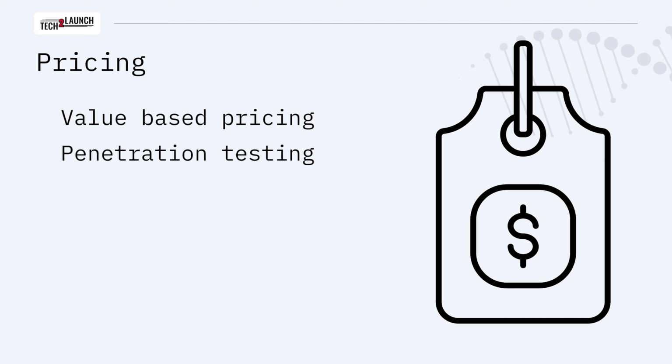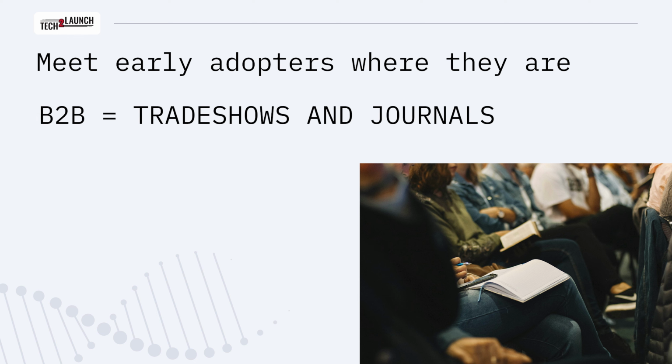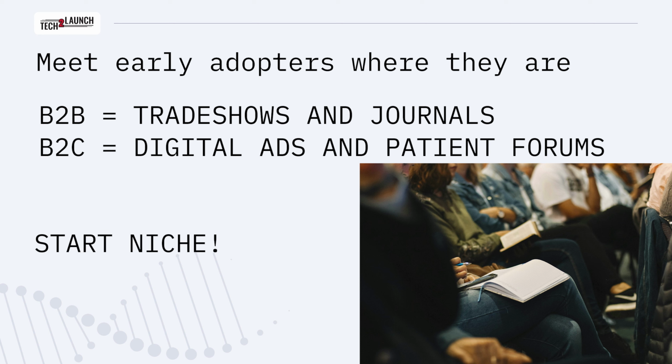Meet early adopters where they are. For a business model that incorporates business to business rather than business to consumer, prioritize trade shows or journals like Nature Biotechnology. For business to consumer, if relevant, tap into digital ads or patient forums like HealthUnlocked. Moore advocates starting niche. So for example, a stent maker targeting the American College of Cardiology annual meeting, which is comprised of about 15,000 cardiologists.